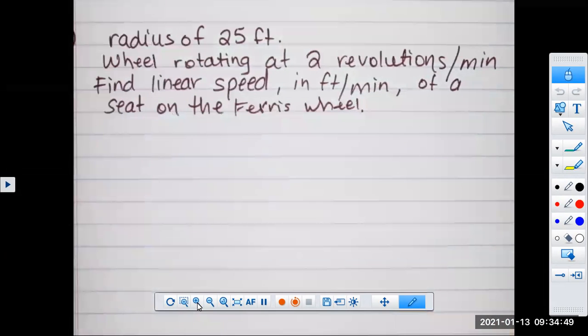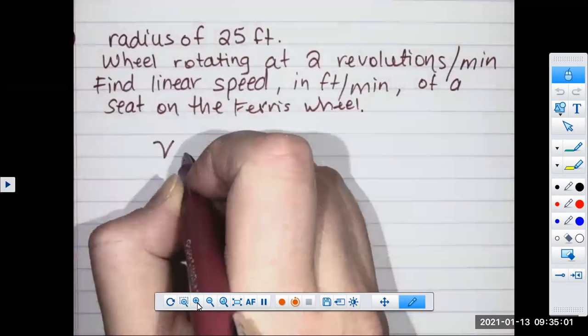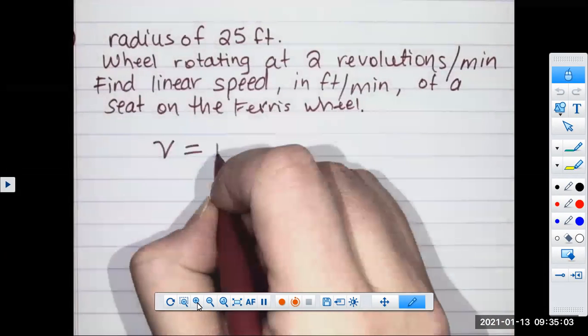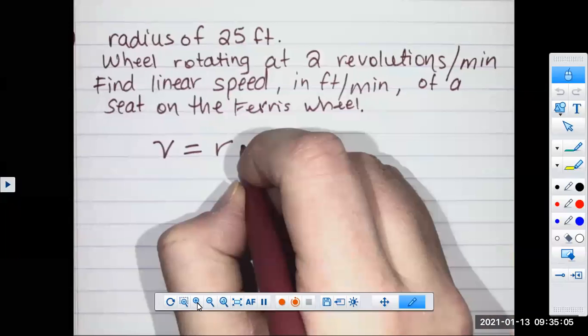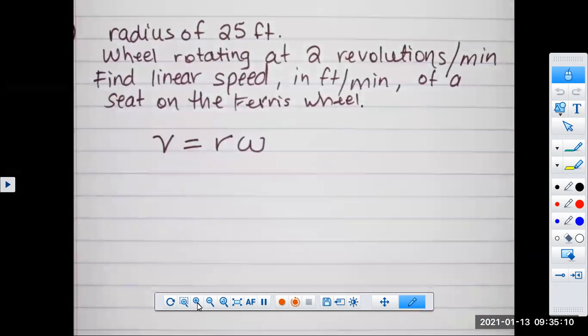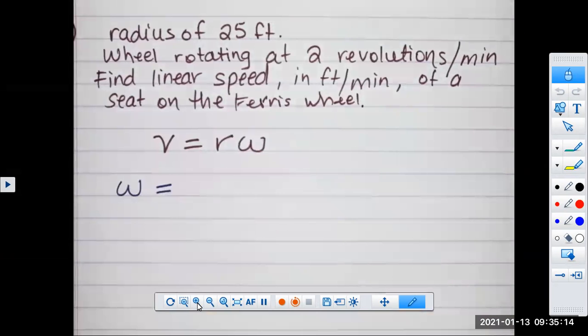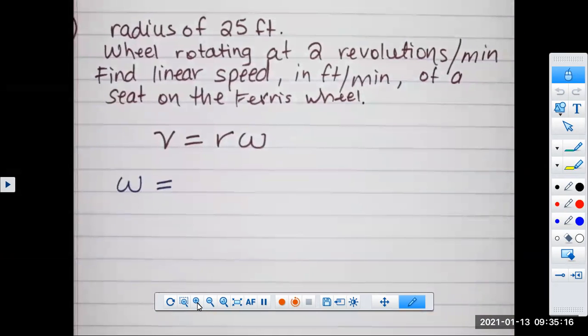So we know the radius length. They tell us how much it's rotating per minute, how often, and we're asked to find linear speed. So recall that linear speed is the radius length of your object times angular speed. But we have to find angular speed first. What was your formula to find angular speed? Good. It was theta divided by time.